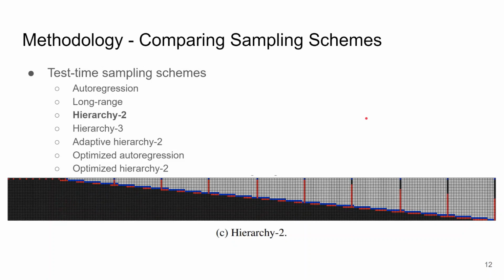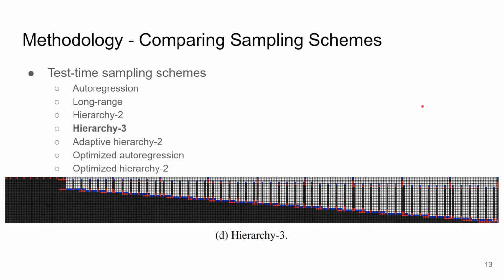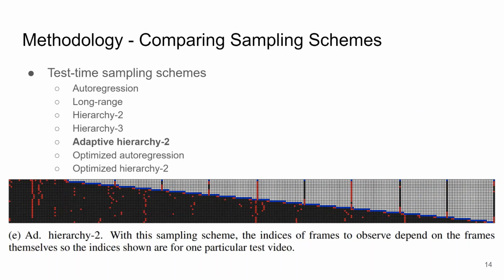The authors also introduced some other test time sampling schemes where they use hierarchies, where you generate a frame at the very first row and continue to condition on that. There are some more difficult versions of it like hierarchy 3. And lastly, there are some adaptive and optimized test time samples that you can use. Again, we won't spend too much time on this, but if you have any questions, you can reference the paper for those.